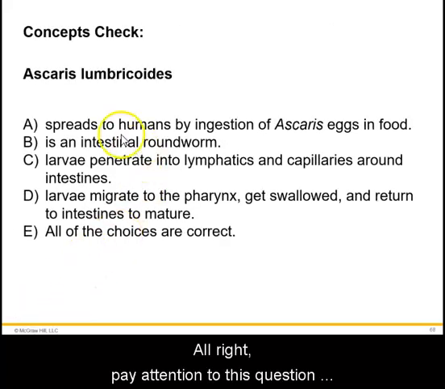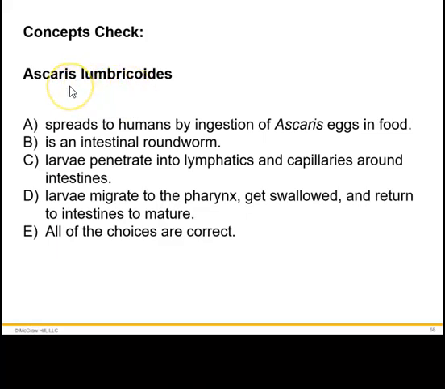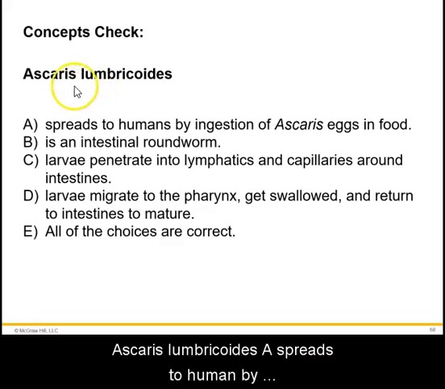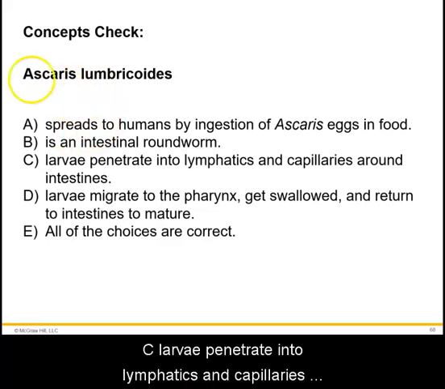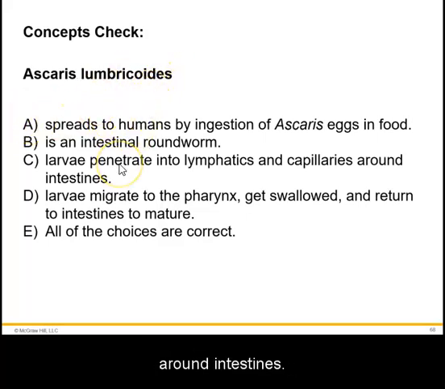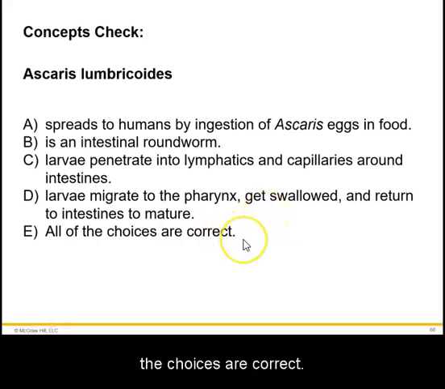All right, pay attention to this question because you're going to see a very similar question on the test. Ascaris lumbricoides, A, spreads to human by ingestion of Ascaris eggs in food. B, is an intestinal roundworm. C, larvae penetrate into lymphatics and capillaries around intestines. D, larvae migrate to the pharynx, get swallowed, and return to intestines to mature. Or E, all of the choices are correct.